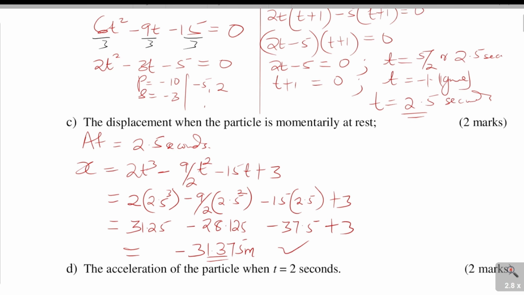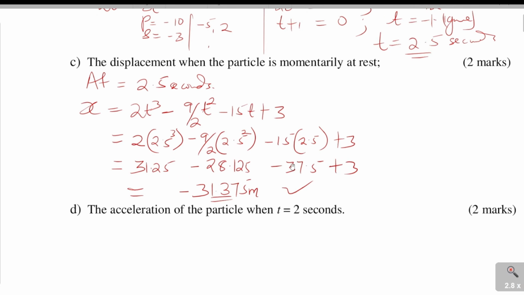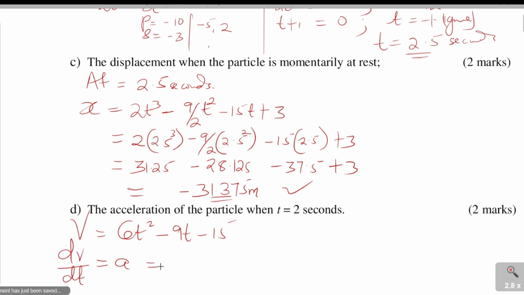Part D, the acceleration of the particle when t is equal to 2 seconds. Acceleration. We don't have the expression for acceleration, but how do we get that? We get acceleration after differentiating velocity. We got velocity in the second part as 6t squared minus 9t minus 15. So now when we differentiate velocity with respect to t, this will give acceleration. 6t squared, differentiate that with respect to t, you get 12t, negative 9t, this will give negative 9. So that is the expression for acceleration.